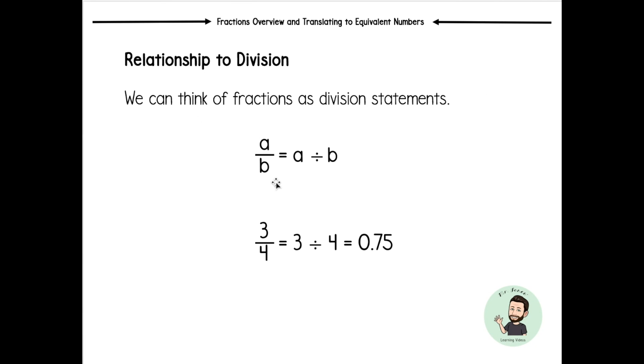So in this case, we have a over b is the same thing as a divided by b. So 3/4 is the same thing as 3 divided by 4. Both of them are equal to 0.75 or 75 hundredths.